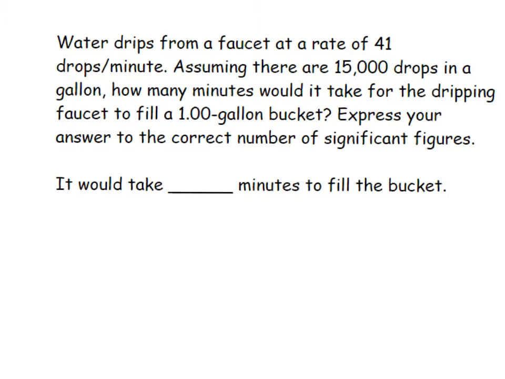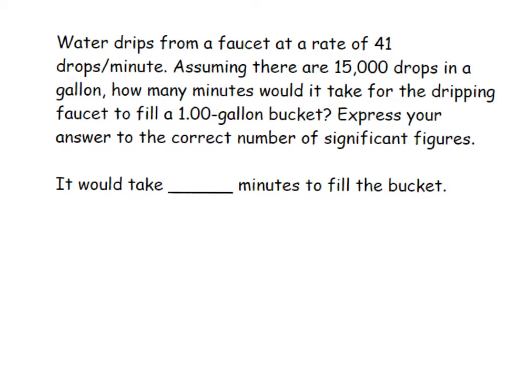Water drips from a faucet at a rate of 41 drops per minute. Assuming there are 15,000 drops in a gallon, how many minutes would it take for the dripping faucet to fill a 1-gallon bucket? Express your answer to the correct number of significant figures.